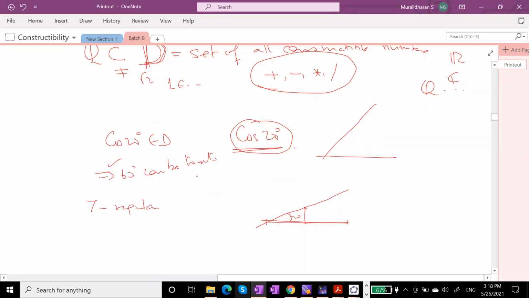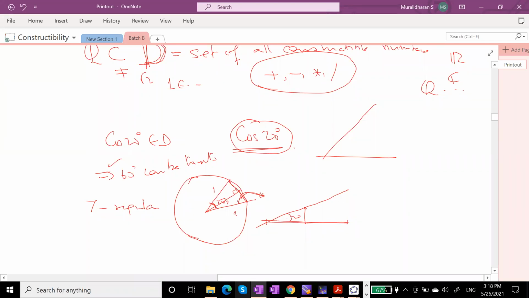So suppose, when will a regular polygon with 7 sides be constructible? I have a regular polygon like this, and suppose I can construct the 7 sides. What will this length be? Let me check. This angle is 2 pi by 7, correct? Because it's a regular polygon with 7 sides, the central angle is 2 pi by 7. This is 1, and we say this is 1. And if I drop this perpendicular, this angle will be what?